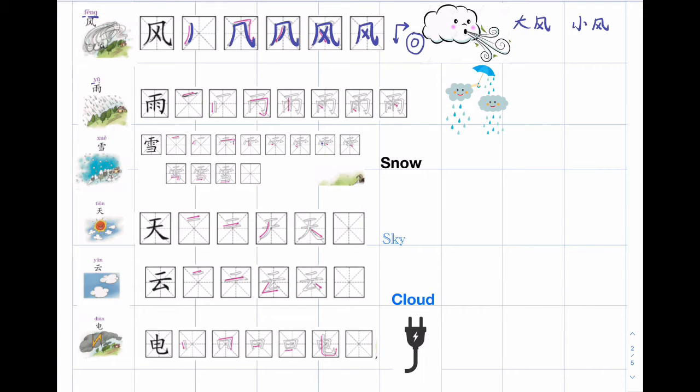雨, 雨. So again, that's the pinyin 雨. How to write it? 一二三. So again, we start from outside, right? 1 2 3 4 5, 1 2 3 4 5 6, 1 2 3 4 5 6 7 8.